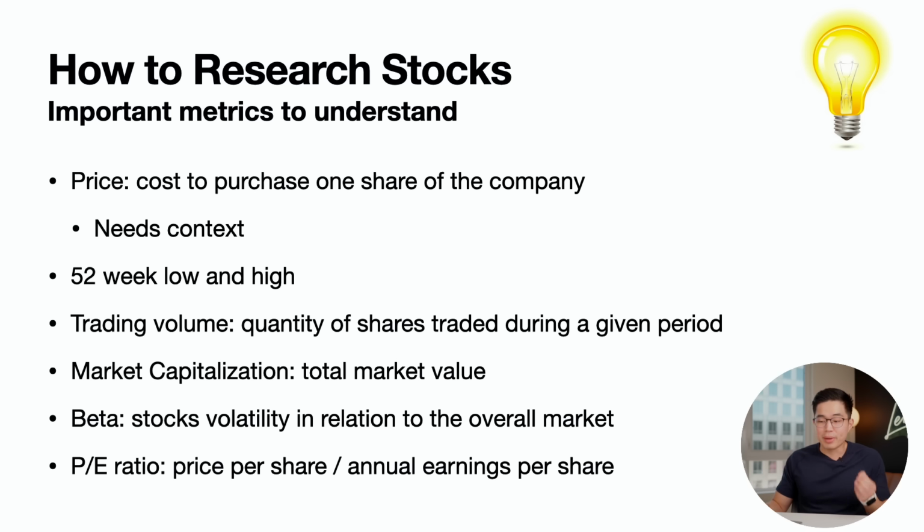Another key term is beta, and this is the stock's volatility in relation to the overall market. So basically a beta of under 1 means that the stock is less volatile than the current market, and a beta of over 1 means that it's more volatile. And you have the PE ratio, which stands for price to earnings ratio. It's the price per share divided by the annual earnings per share. And that annual earnings per share, I know it's a little bit confusing, but that is the total earnings divided by the total shares outstanding.